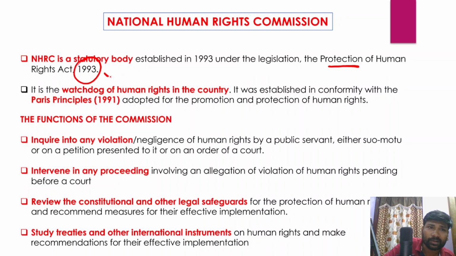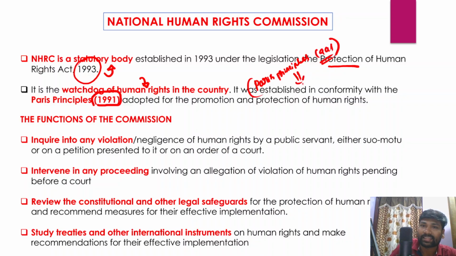So based on this particular act, the National Human Rights Commission has been established. In India, the National Human Rights Commission is considered the watchdog of human rights in the country. It has been established based on the Paris Principles of 1991. The Paris Principles of 1991 are the basis to establish a statutory body in India, that is, the National Human Rights Commission.